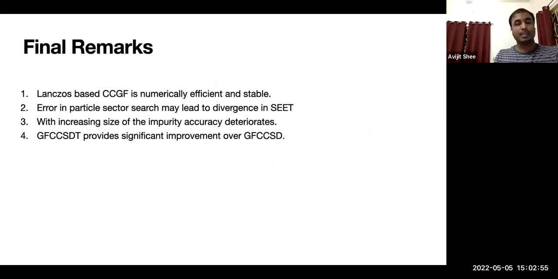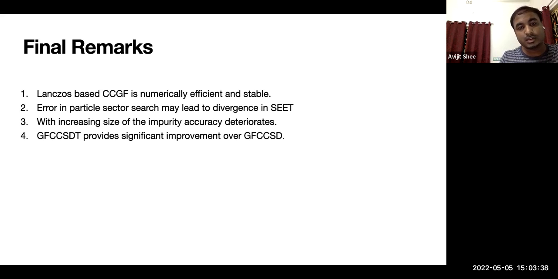So, some final remarks. The Lehmann based coupled cluster Green's function is numerically efficient and stable, and the error in the particle sector search may lead to divergence in self-energy embedding theory. So one should be very careful in the first iteration of self-energy embedding theory and try to analyze this particle sector a bit carefully before going into the full self-consistency. When one sees divergence, then one goes into that detail, but this is really important.